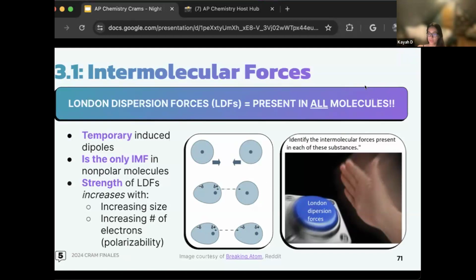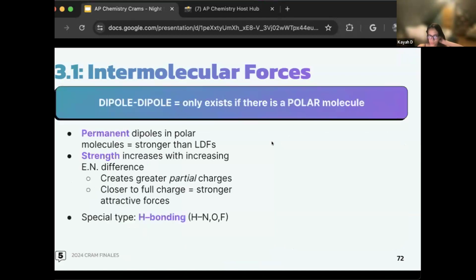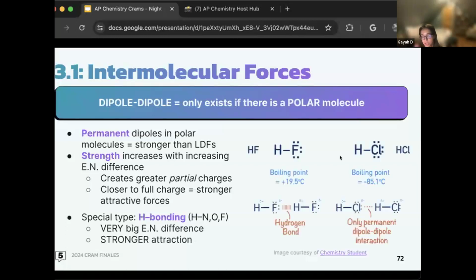And the strength of London dispersion forces consequently increases with increasing size and the increased number of electrons, because it allows them to be more polarizable, okay? And then the second thing, dipoles only exist if there's a polar molecule, right? So kind of going back, London dispersion forces only exist between non-polar molecules, okay?